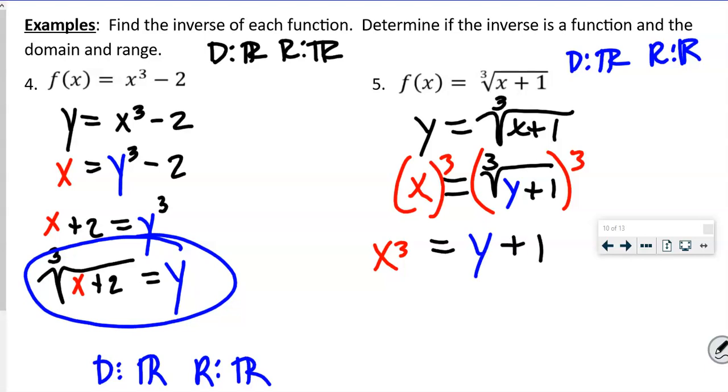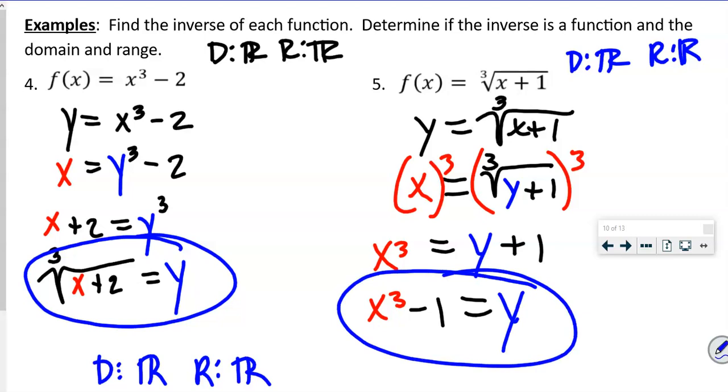How do we get rid of a plus 1? We subtract it, yes. So this is going to be x to the third minus 1, and that's what equals our what? Our y, yes. So that is our inverse function there. And again, our domain and our range are going to be all real numbers and all real numbers. Okay?